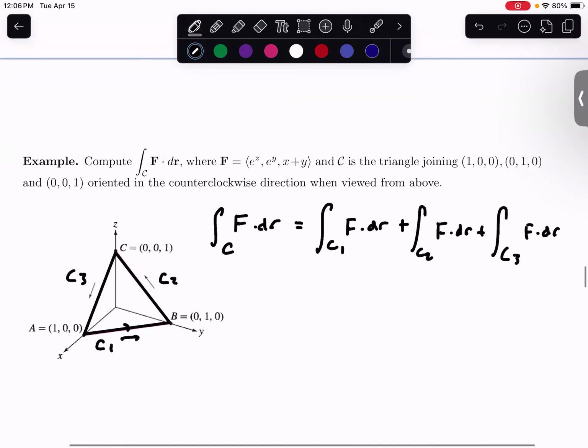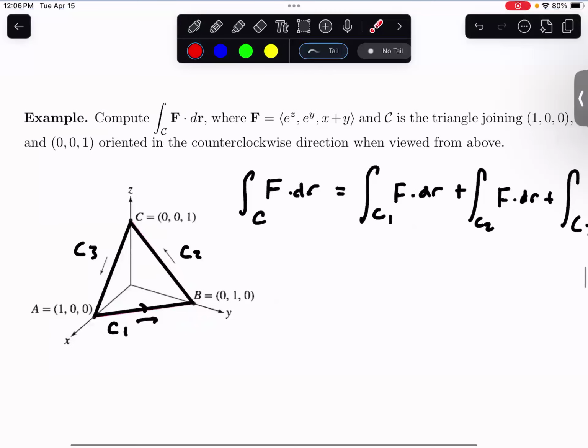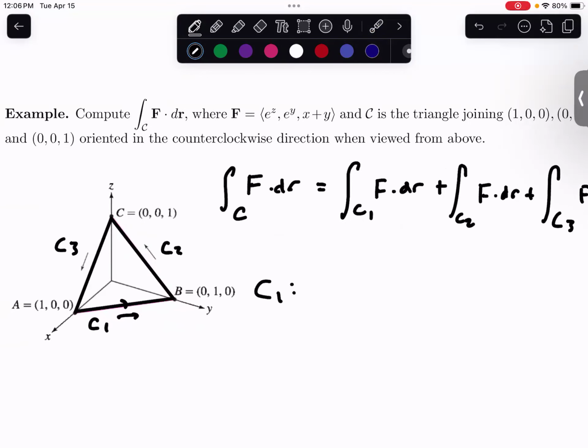And so what we need to do is determine the parameterizations of these curves, right? It doesn't tell us anything about the parameterization, so we need to figure that out. And so let's just focus on C1 initially. Let's first determine what this parameterization is going to be. The way of thinking about this is we're starting at the point (1, 0, 0), and we're concluding at the point (0, 1, 0).